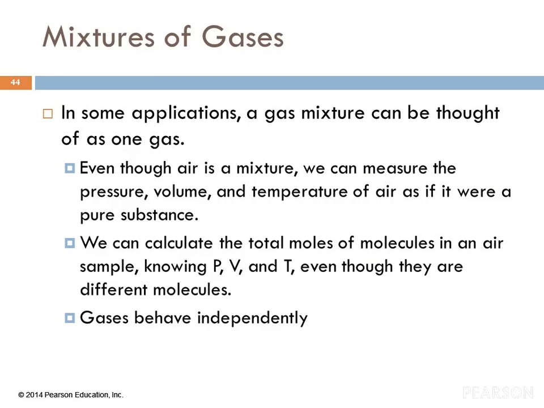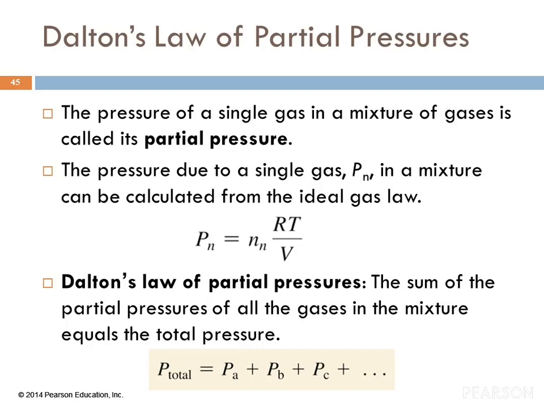Mixtures of gases. Gases behave very differently than solids and liquids. And so sometimes we can treat a gas mixture as though it is just one gas, because the identity of the particles doesn't matter. We can measure the pressure, the volume, the temperature, just as if it was a pure substance. And we can calculate the total moles of molecules in that sample, even though they're different molecules. That's because gases behave independently. It doesn't matter what the particles are. They're going to behave in the same way.